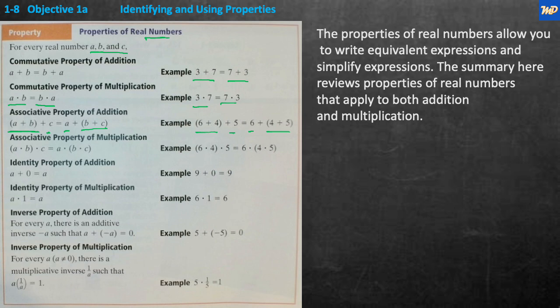A plus 0 equals A. That's the identity property of addition. Adding 0 to anything leaves the number unchanged. 9 plus 0 is still equal to 9.